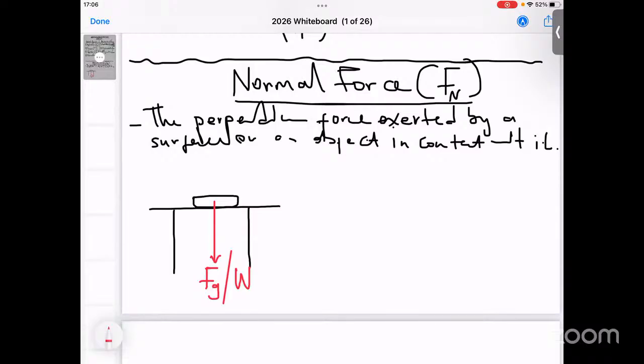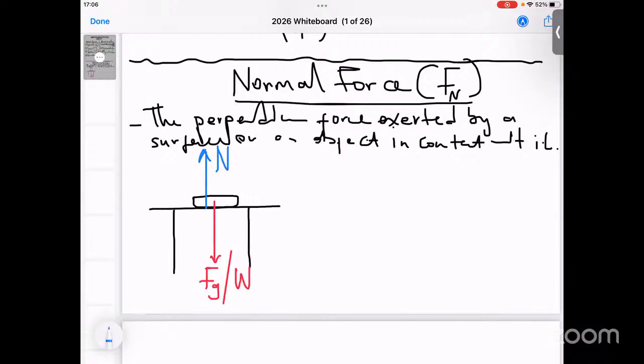After reaching that table, it will not continue downwards. What's going to happen is that it will just remain on the table. Why? Because the table is applying a force on that calculator. And this type of force, which is applied by the surface, is the one that we call the normal force.